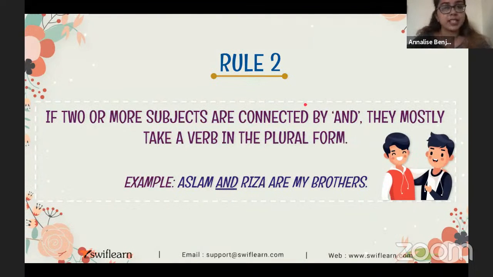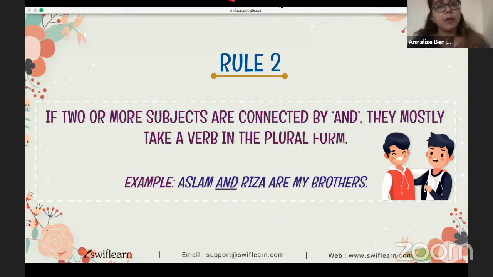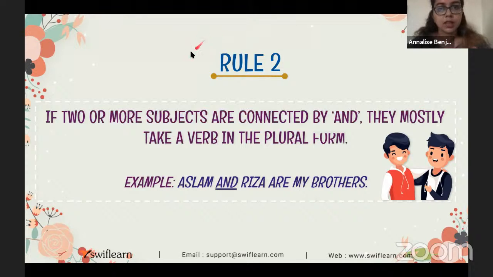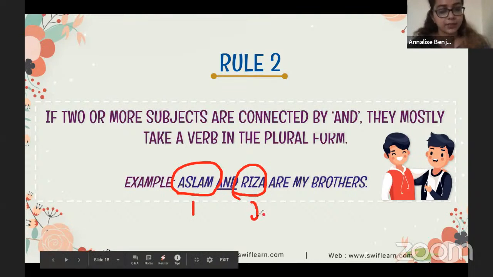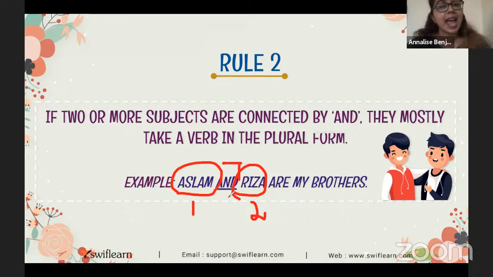Our second rule says that if 2 or more subjects are connected by and, they mostly take the verb in the plural form. Now, we've already understood what's a subject. Now look at this. Aslam and Riza. Okay. We have 2 subjects in front of us. Subject number 1 is Aslam. Subject number 2 is Riza. Now, if both these subjects are connected by and, then our verb is going to be plural.